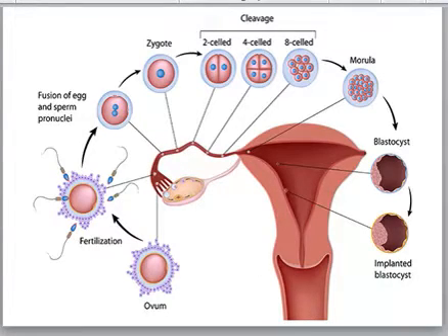So what will happen after that? Cleavage will start. The fertilized egg is otherwise called a zygote, so we can call it a fertilized egg or a zygote. It remains in the fallopian tube for 3 to 4 days. While in the fallopian tube, a number of mitotic cell divisions take place. This process is known as cleavage.